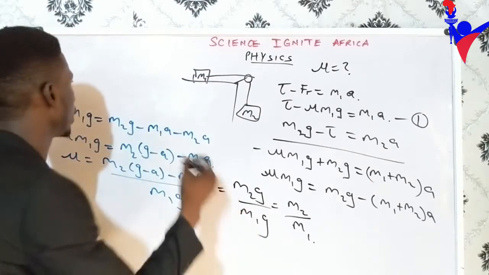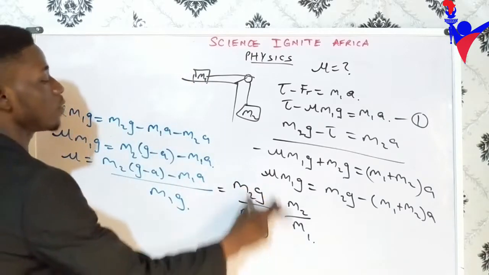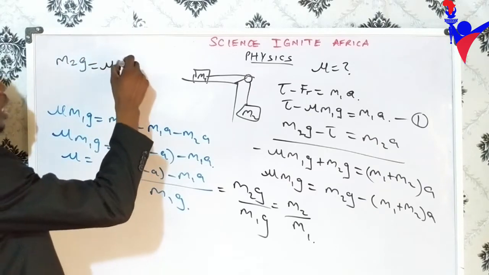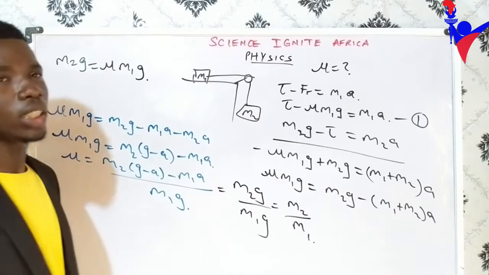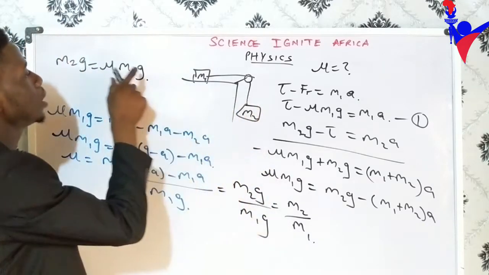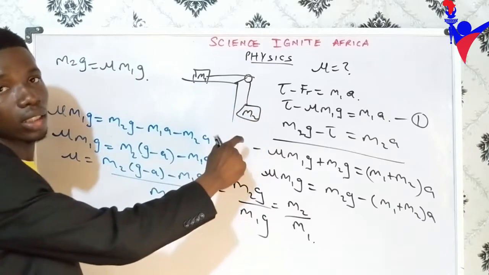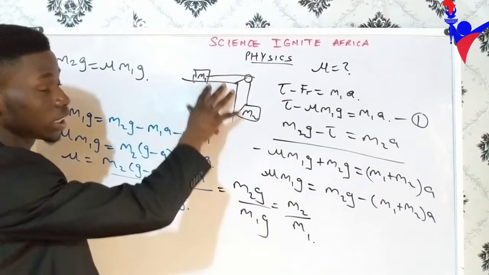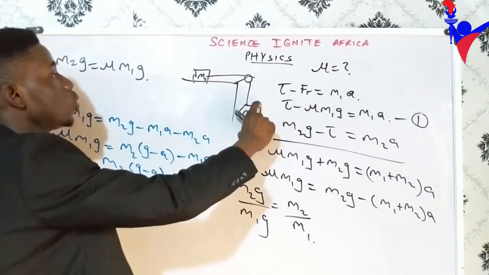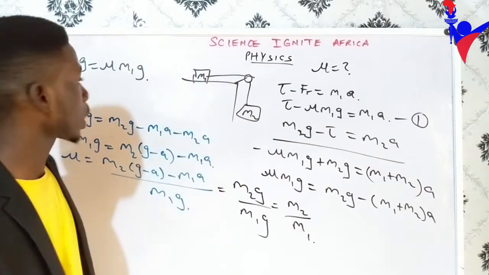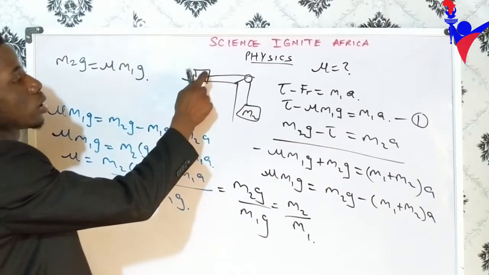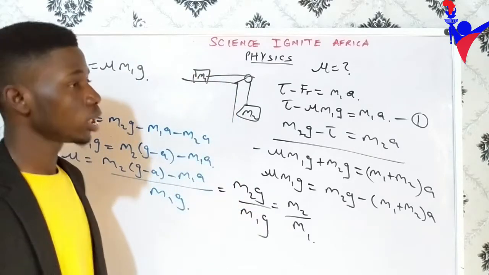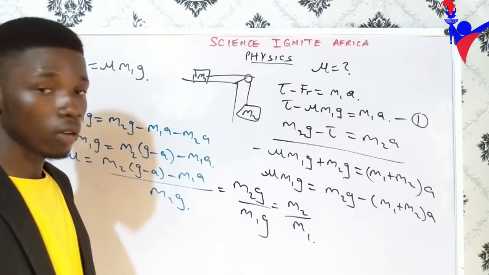Let me quickly say something there. It's something very amazing. Let's say I've not removed this g. We will have that M2g equals mu M1g, which implies that for a body that is not sliding on this kind of surface, the weight here will be equal to the frictional force that this body will experience on this surface. So that's just it. That's the end of that question.